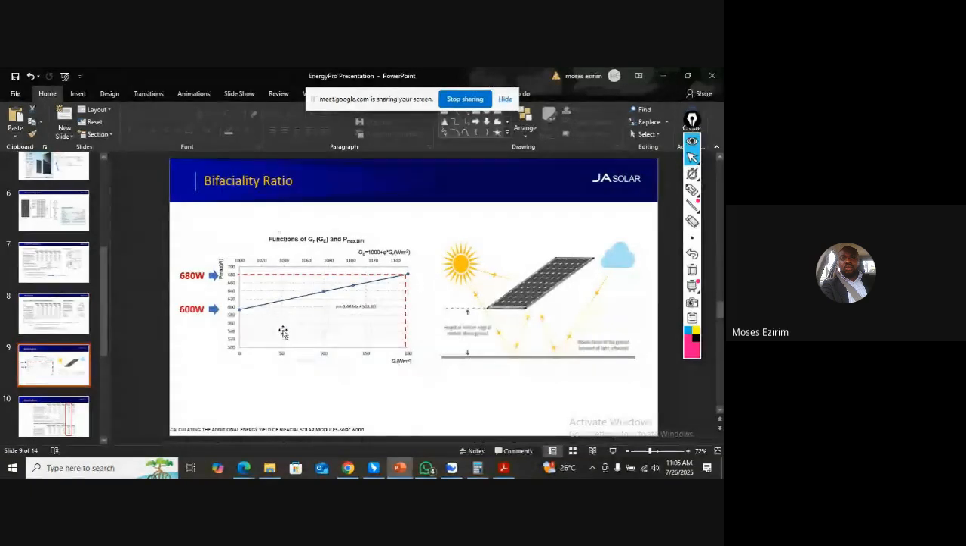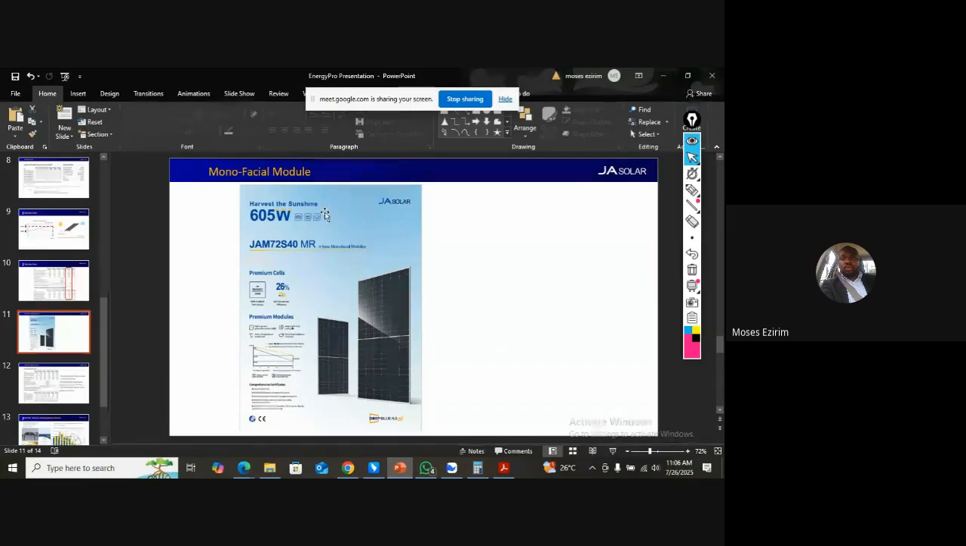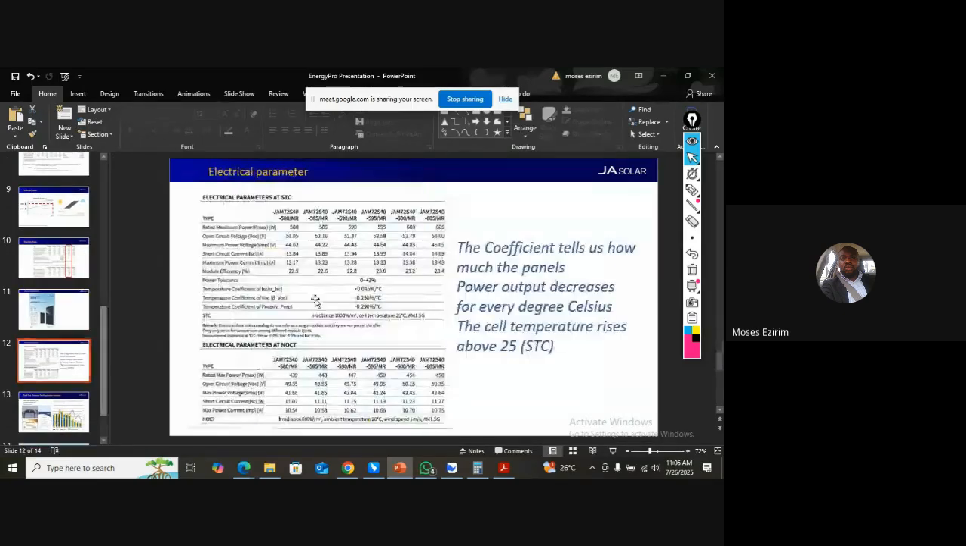So this is the bifacial ratio. Even if the power rating is 600 watts, once it's receiving power from the front and from the rear, the power can go as far as 680. So you need to do your design to know how this will work out. This is the bifacial ratio as well. So you can see how it is 625, but for the bifacial, you have 675. So this is our monofacial module. I'm sure we have the same thing there.